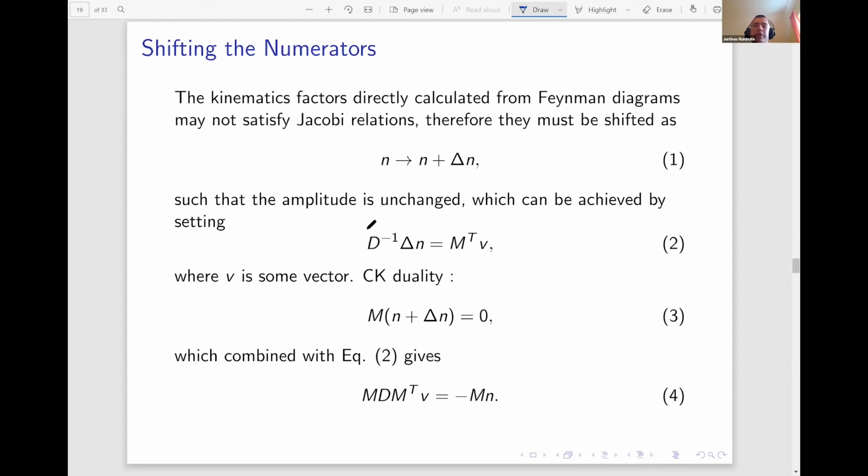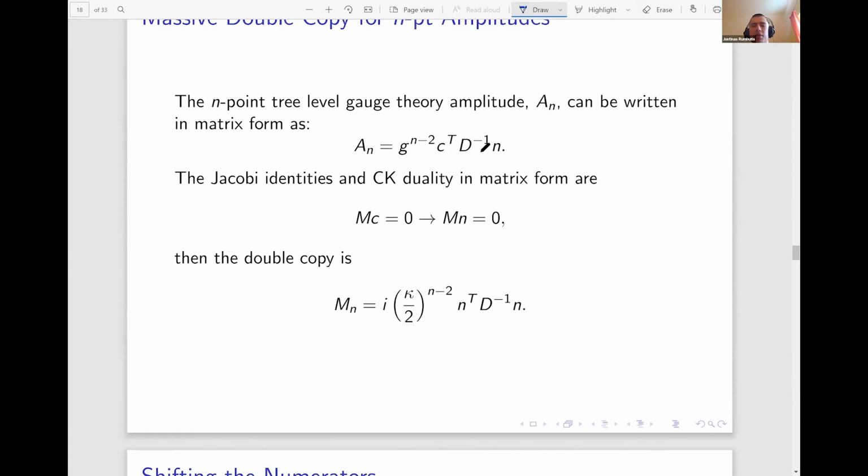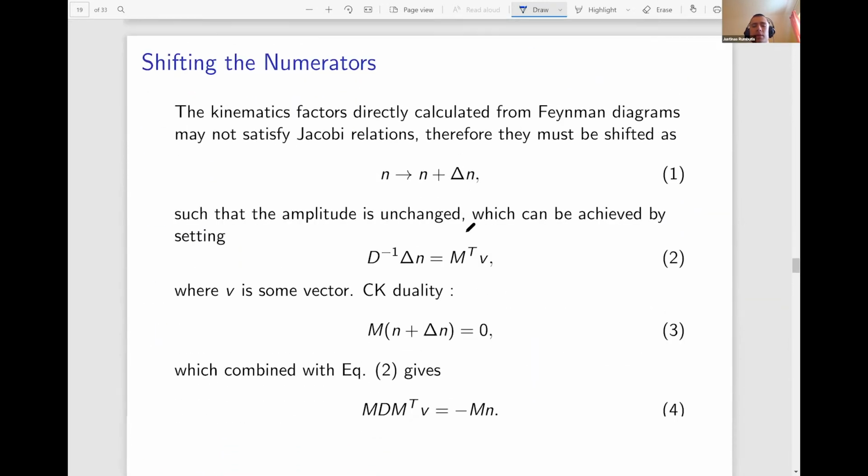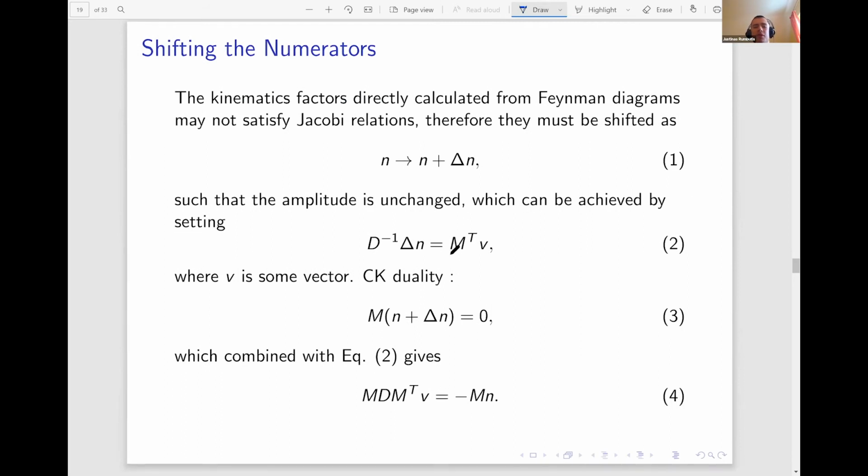So in order for the amplitude to be unchanged, we need to choose this delta n to be of this form, because if it's of this form, then if we substitute it back into the gauge theory amplitude, the delta n cancels because we have some factor like M C transpose, which is 0 by the Jacobi identity. So if we choose it to be of this form and impose the color-kinematics duality on the shifted numerators, we end up with this matrix equation, this equation 4 that we need to solve. So the V is the vector that we need to find.